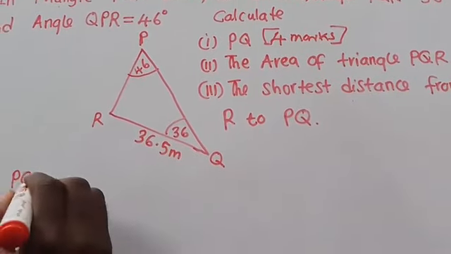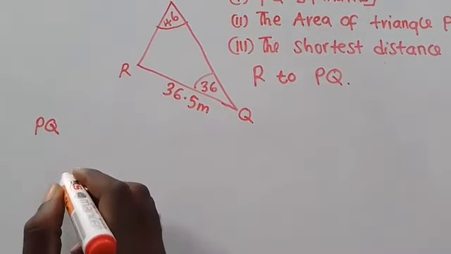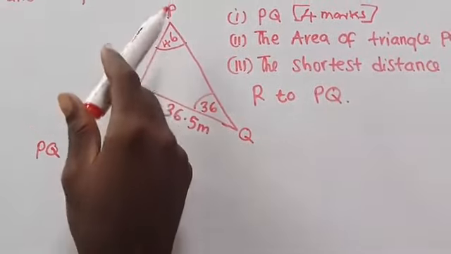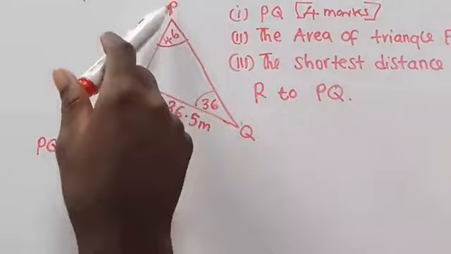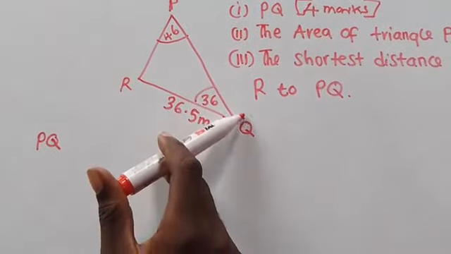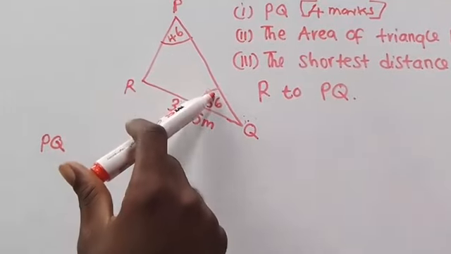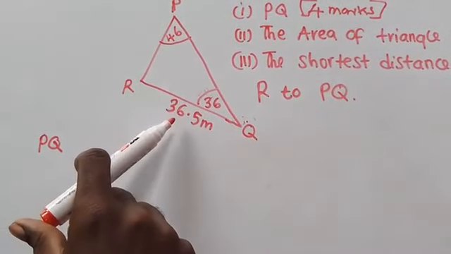So we want to answer PQ. In this diagram, PQ is here. How can we answer PQ? For us to answer this PQ, we are given what? We are given 2 angles and one side.